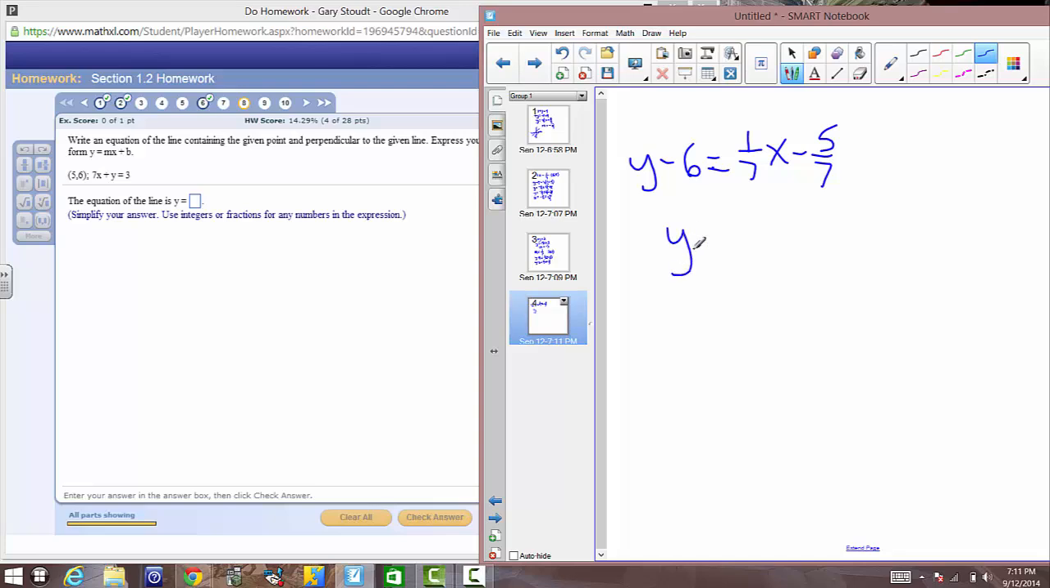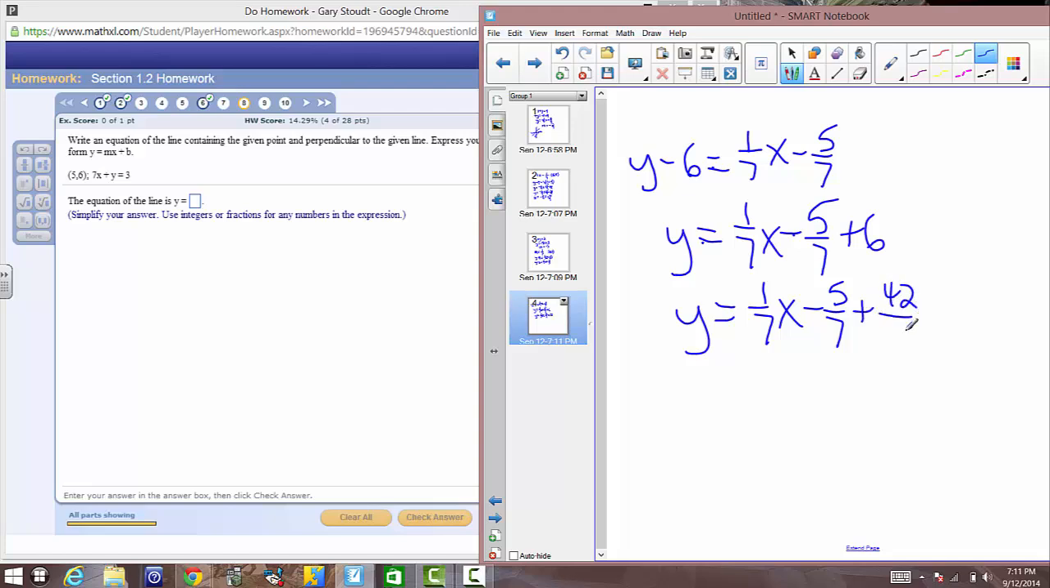Okay. So y is 1/7 x minus 5/7 plus 6. And again, all we need to do is get a common denominator. 6 is the same as 42/7. So finally, 1/7 x plus 37/7. And now all we need to do is enter that.